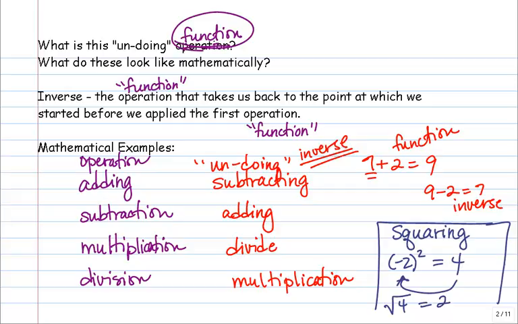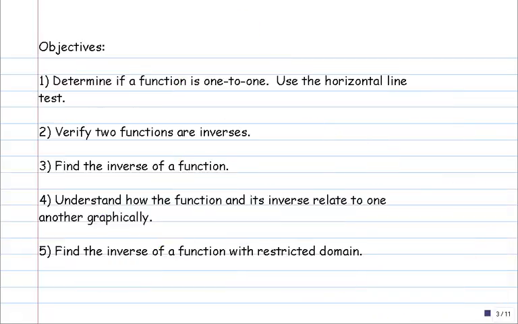But what's really going on? That's because there are actually 2 numbers whose square is 4, and we'll talk about what that's called in just a minute. Okay, so just to give you a brief background of what we're going to talk about. Specifically, our objectives are, we're going to determine if a function is 1-to-1, and I'll explain that, using a horizontal line test. Verify 2 functions are inverses. Find the inverse of a function. Understand how the function and its inverse relate graphically, and find the inverse of a function with a restricted domain.